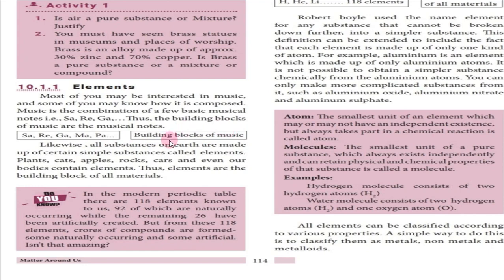Like that, all substances on earth are made up of certain simple substances called elements. All substances on earth are made up of certain simple substances called what? Elements. Some examples given: plants.